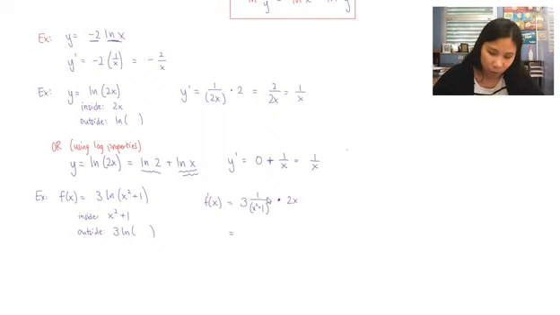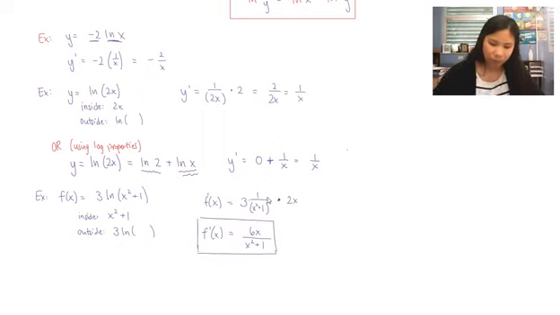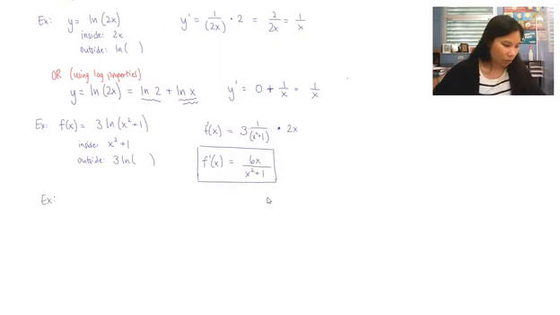Alright, so multiplying this out, I'm going to end up with 6x on top, x squared plus 1 on the bottom, and I don't think anything simplifies anymore. So that's it. Not too bad. So continuing on.